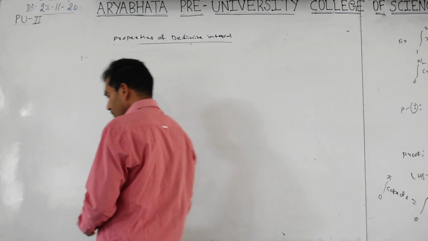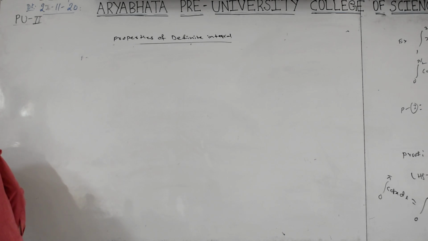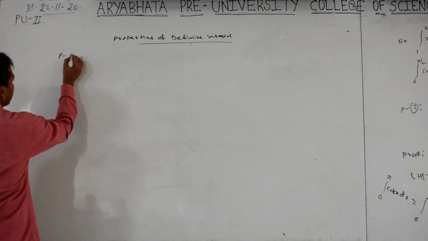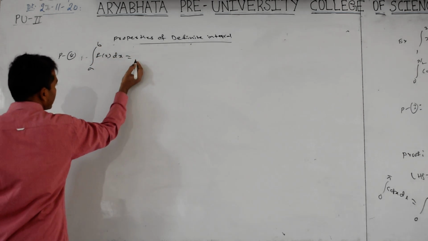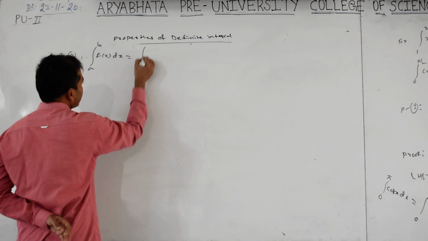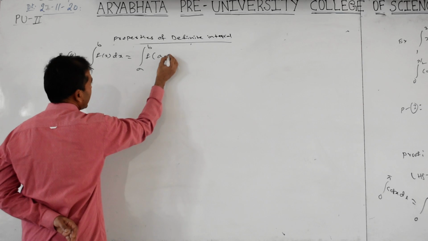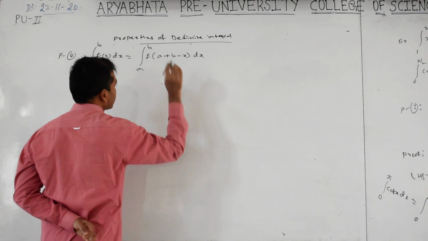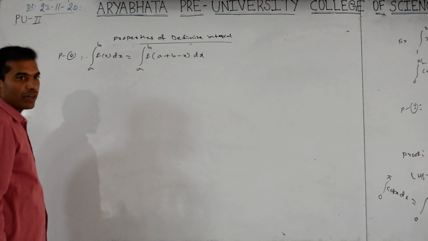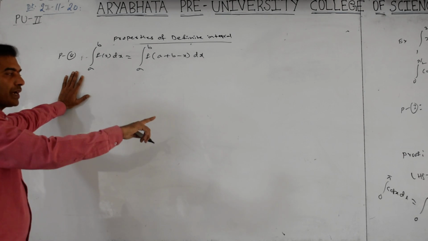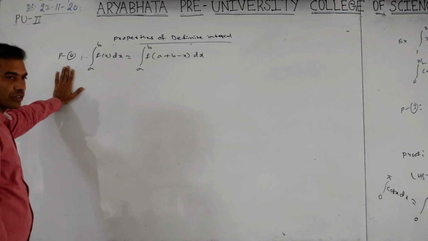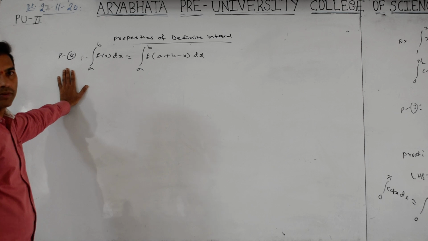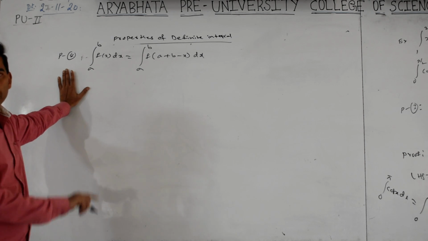Okay. Next, the fourth property, which is most important. Property 4: integration of a to b f of x dx equals integration of a to b f of (a plus b minus x) dx. This is most important. From now onwards, those properties are also important, but they won't ask for their proof. They will ask proofs from the 4th onwards: proof plus one related problem. But those are also useful for doing these problems.